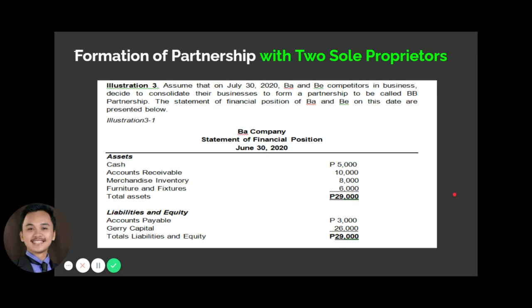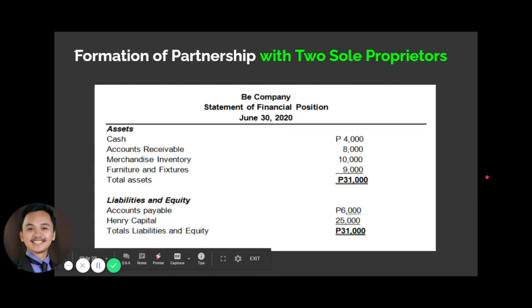So naa siya diri ang FS financial position ni Ba sa wala pa sila nag-combine. So mao ni ang kay Ba. So naay 29,000 nga total assets si Ba, naay 29,000 nga liabilities and equities. And then naay separate nga FS si Be. Naa pod siya 31,000 nga total assets o 31,000 nga total liabilities and equity.